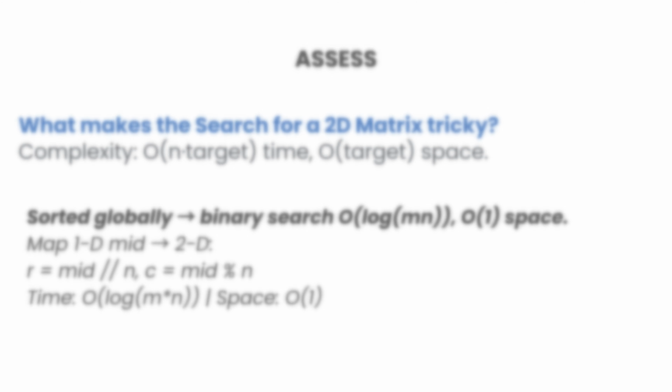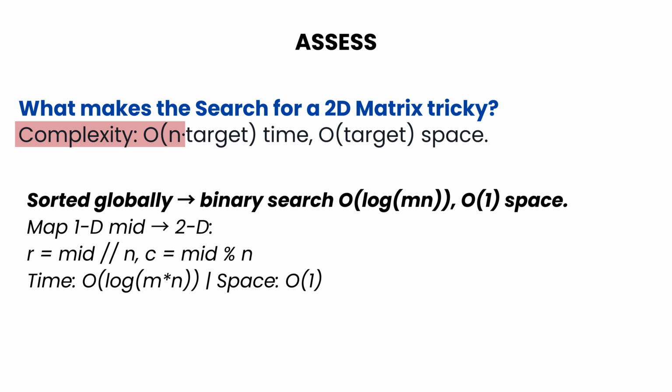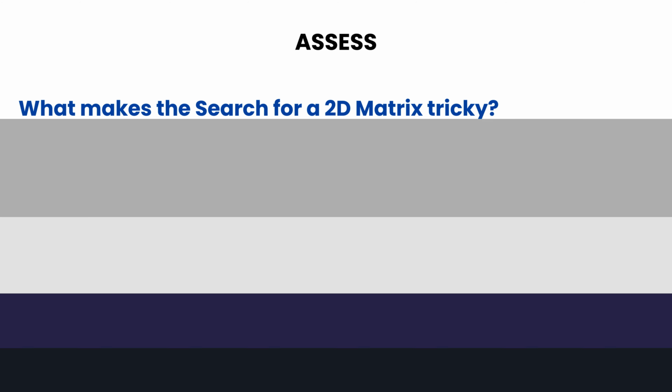Assess. A naive scan is O(m times n), but because the matrix is globally sorted, we can run a standard binary search in O(log(m times n)) with O(1) extra space. The key trick is mapping between dimensions. Row equals mid divided by n, using integer division. Col equals mid modulo n. Or using Python's built-in, row, col equals divmod(mid, n).